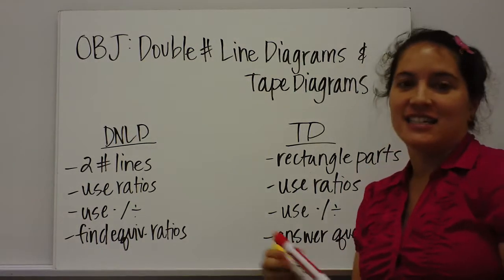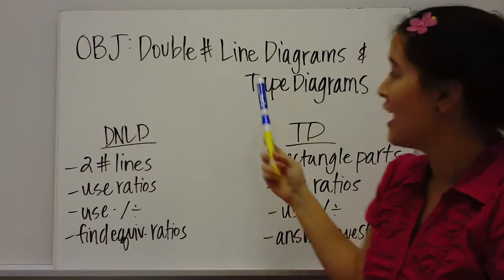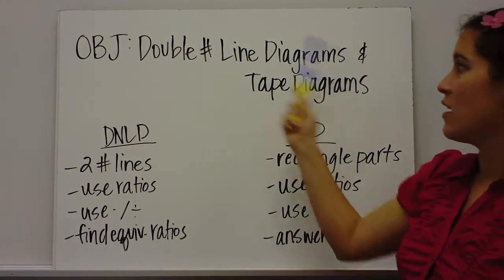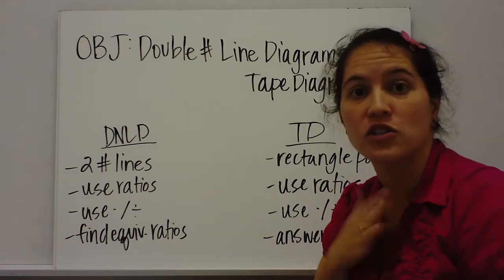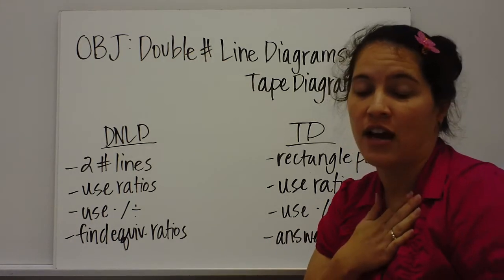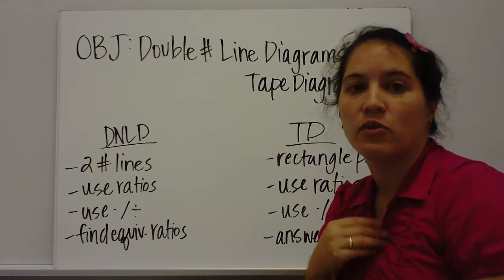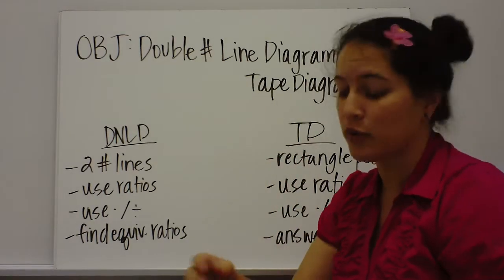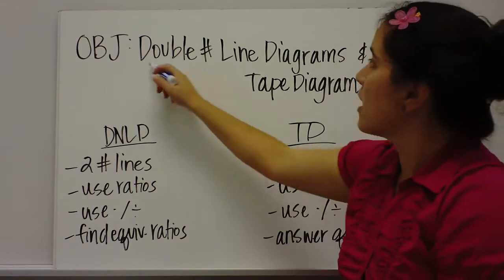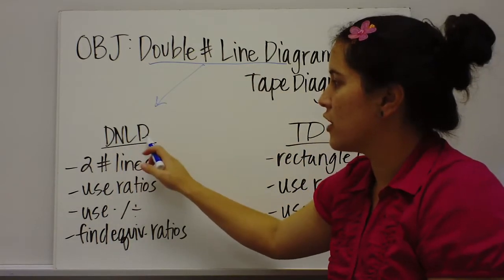Today's lesson is double number line diagrams and tape diagrams. These two things should be new because they are totally new to the North Carolina curriculum. They are part of the Common Core, and it's another way to do ratios. So I'm putting them both together. I'm going to abbreviate. Double number line diagrams, double number line diagram.